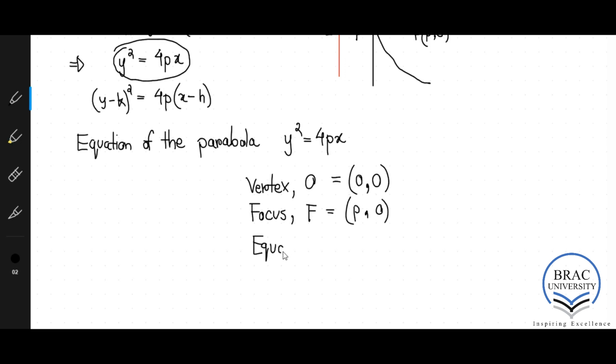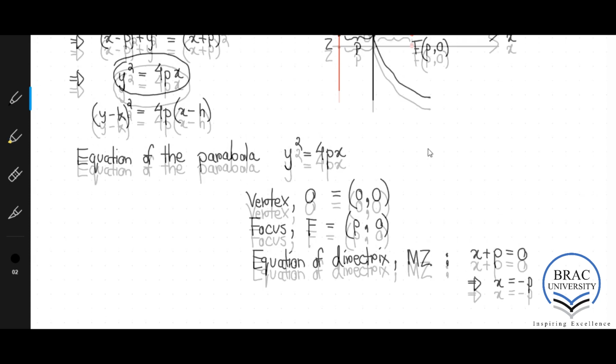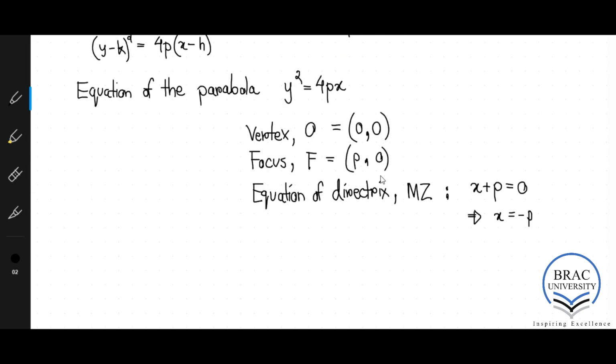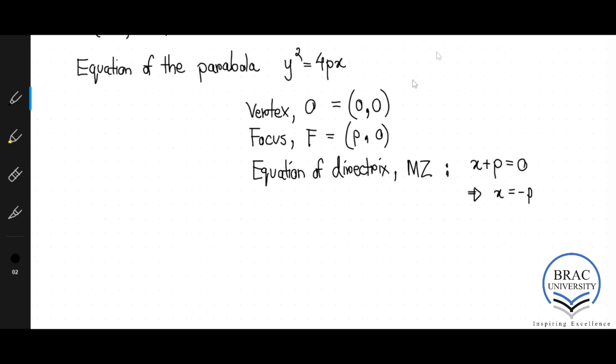Equation of the directrix. The directrix here in our geometrical diagram, MZ, is this. It is x plus p is equal to 0. Or you could write x is equal to negative p. I hope that's clear because you can see that the x coordinate here for this diagram is just a negative p. It's a line there. So that's the equation for the directrix.